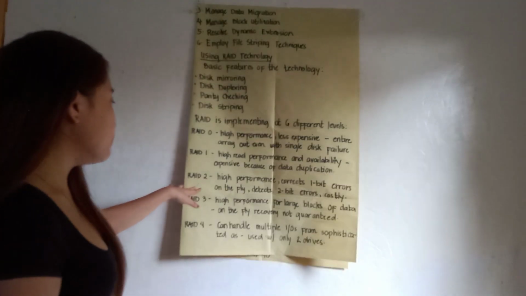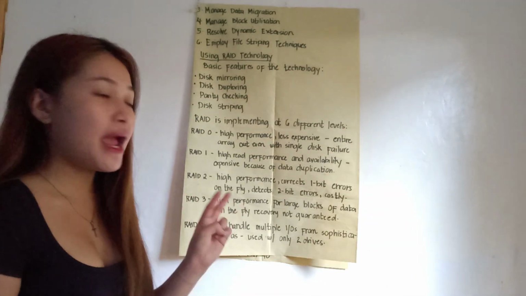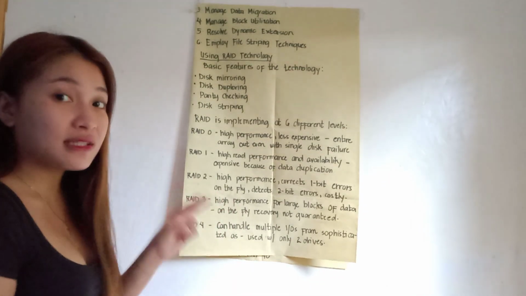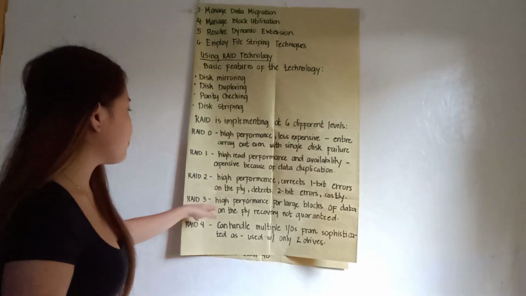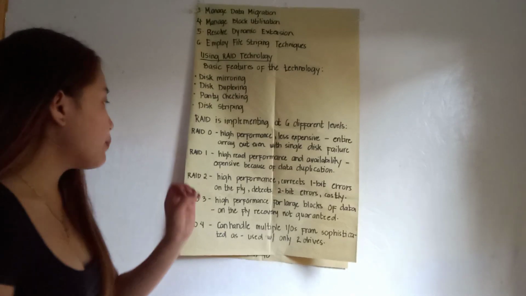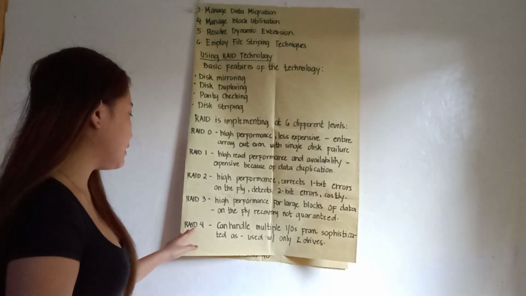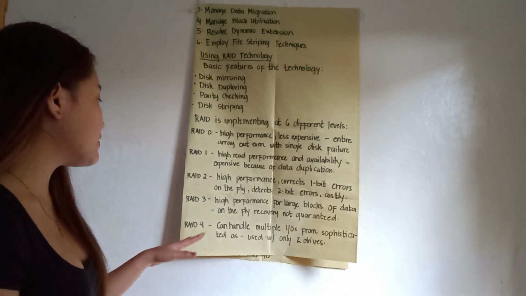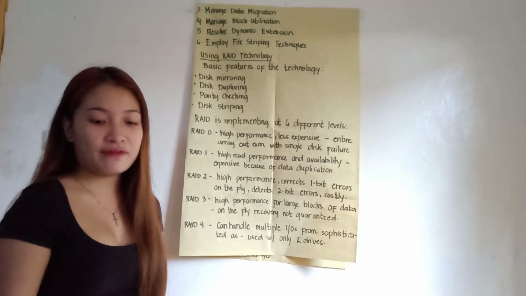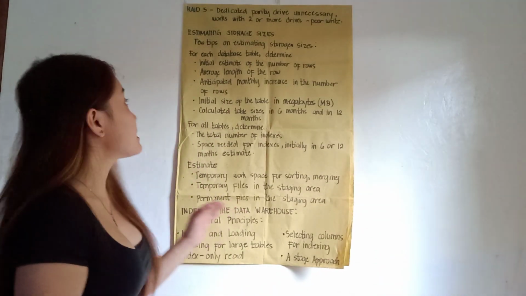So RAID 2 is high performance, corrects 1-bit errors on the fly, and detects 2-bit errors, but is costly, of course. The same as RAID 1, it is costly. And then RAID 3, high performance for large blocks of data, on the fly recovery, not guaranteed. Then RAID 4 can handle multiple 1s and 0s, more sophisticated, as used with only 2 drives.